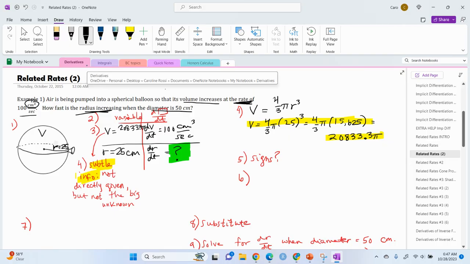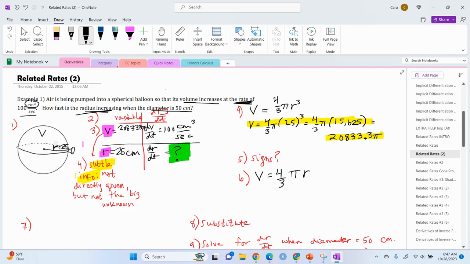Step 5, the signs. So this balloon is increasing, so the rates should be positive. That you just have to be careful of, like, are any of my rates negative, for example? Definitely not here. Okay, let's go ahead and do step number 6, which is you need a formula that relates the variables in the problem. And we kind of already found it because I have volume of a sphere and I have radius of a sphere. So what formula is going to connect those together? And that is the volume of a sphere formula.